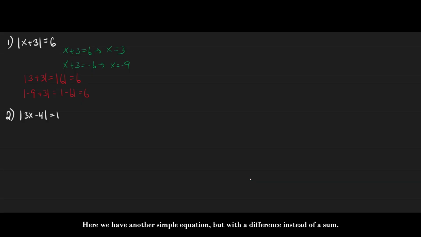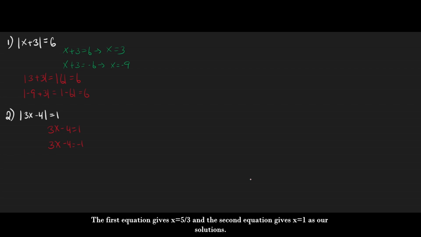Number 2. Here we have another simple equation, but with a difference instead of a sum. The same rules apply. We're going to solve 3x minus 4 equals 1 and 3x minus 4 equals negative 1. The first equation gives x equals 5 over 3. And the second equation gives x equals 1 as our solutions.